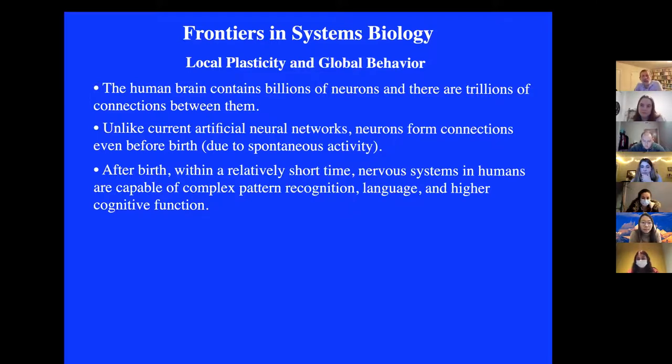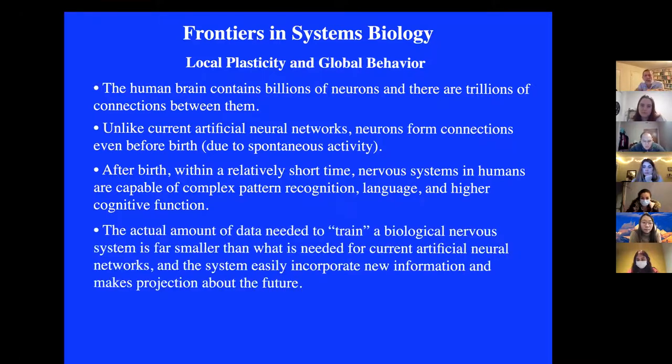So somehow you're taking these billions of neurons and trillions of connections, and you are setting them up in such a way that you can do all these things. We take it for granted, but it's actually astonishing. And again, in terms of the computational complexity problem, very, very hard problem. And the amount of data that's needed to train a biological nervous system is far smaller than what is needed for current artificial neural networks, and the system easily incorporates new information, makes projections about the future, none of which our current artificial neural networks do well or at all, depending on how they're designed.